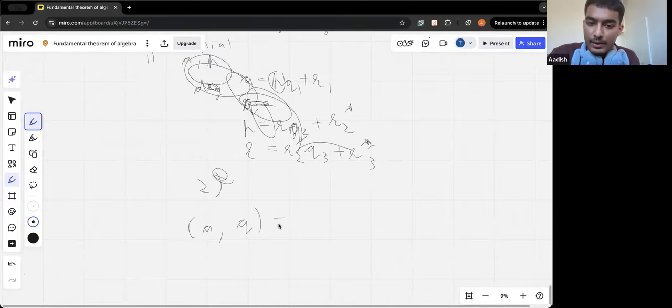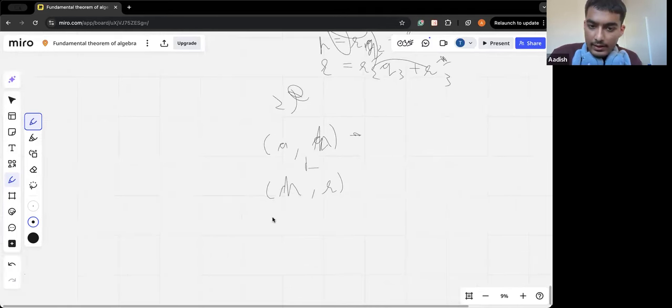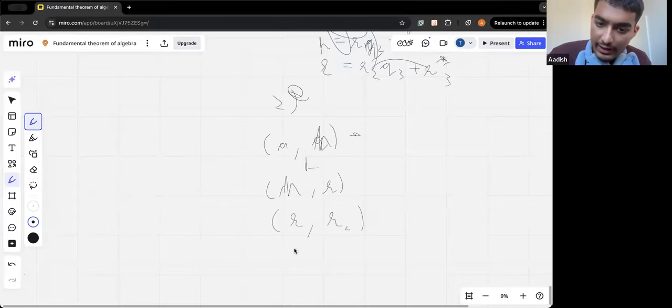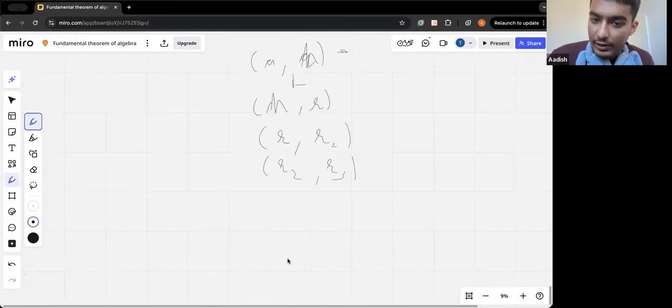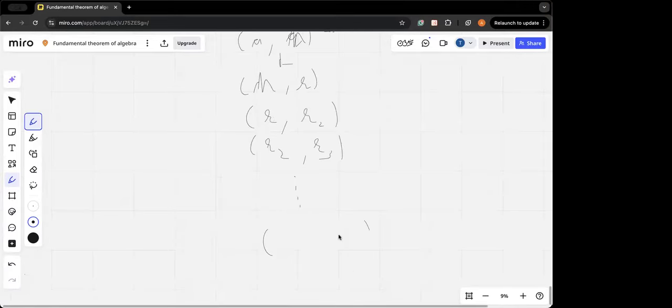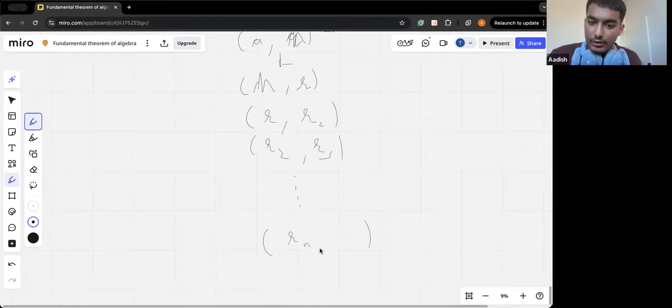So we start with the tuple A, Q, then we get the tuple P comma R, right? Then we get the tuple R comma R2, then R2 comma R3. And the degree of R keeps decreasing, so eventually it will be 0. So it will become Rn comma 0.